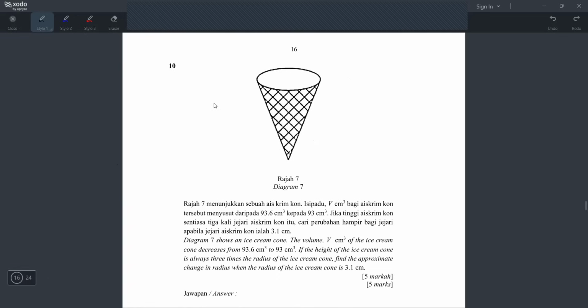Okay, this is question number 10. Okay, I can see this is like an ice cream cone. Okay, let's see what it says. Diagram 7 shows an ice cream cone. Okay, I can see it. The volume V of the ice cream cone decreases.